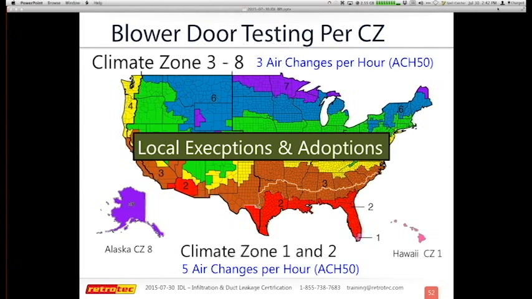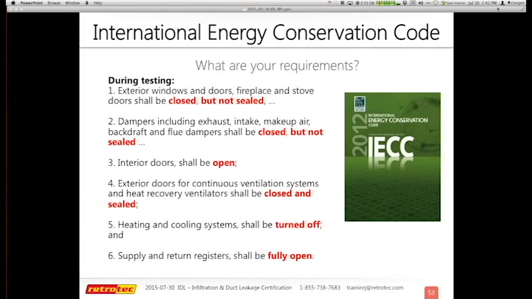Here are your 6 items required to do an energy code test. So try not to read any more into what these 6 items are, except exactly what it says there. These are actually from the code itself. So many of us are used to doing an enormous amount of stuff before a blower door, and even during it, to make sure that we are in compliance or doing a correct blower door test. So obviously you're going to have exterior windows and doors closed. Fireplace shall be closed, but you cannot seal it.